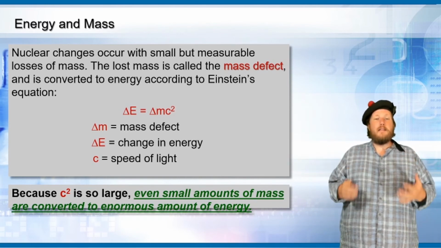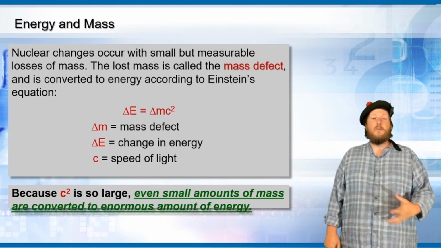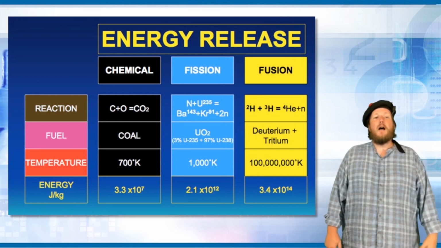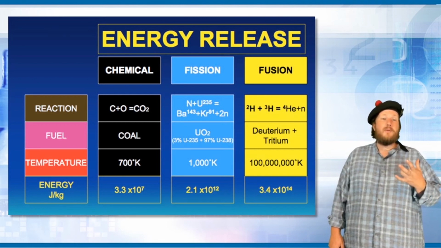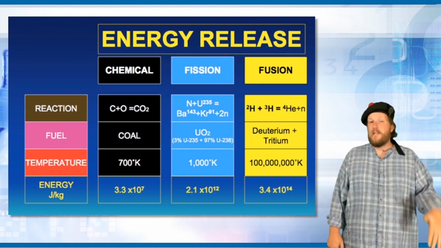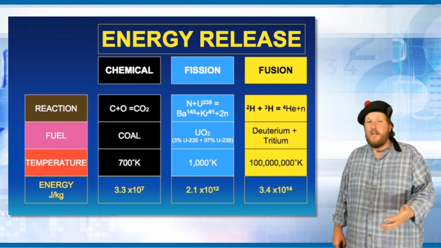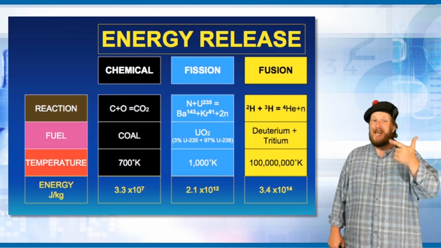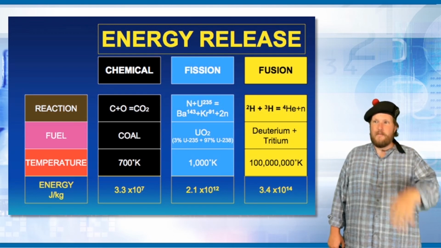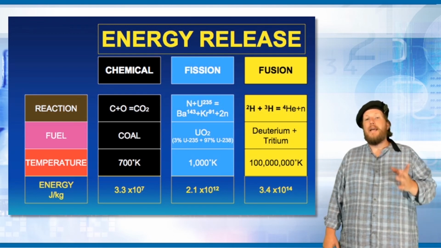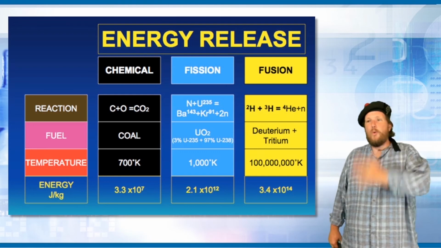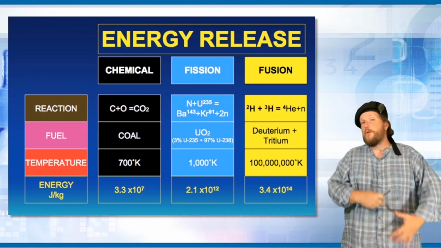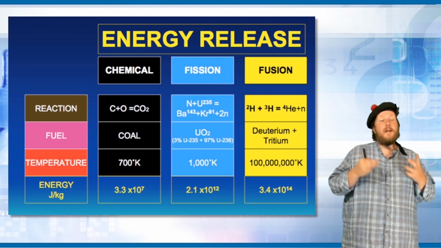It is still a large amount of energy that's produced in nuclear reactions. When we're talking about power production, chemical or coal burning produces 3.3 times 10 to the 7th joules per kilogram of coal burned. Fission is 5 orders of magnitude greater; I can't count. And then fusion is 2 orders of magnitude higher than fission. So fission and fusion produce so much energy compared to chemical reactions.